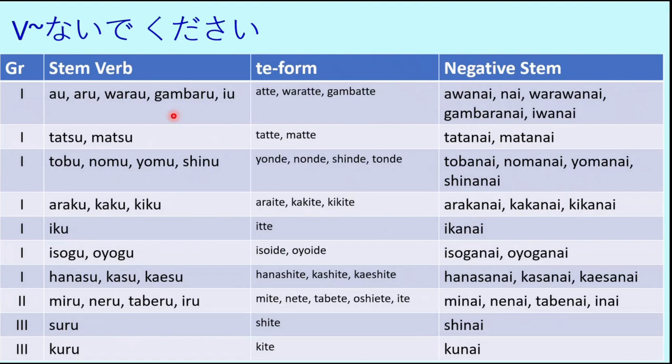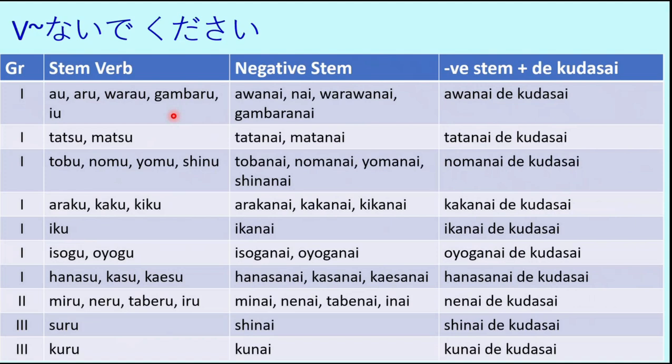Now, what about the kudasai form? That means if you want to say, please do not meet. So, atte kudasai was please meet. So, if you want to say, please do not meet, then awanai de kudasai. So, it's no longer te kudasai, it is de kudasai. And before that, it's the negative form of the stem verb, awanai de kudasai.